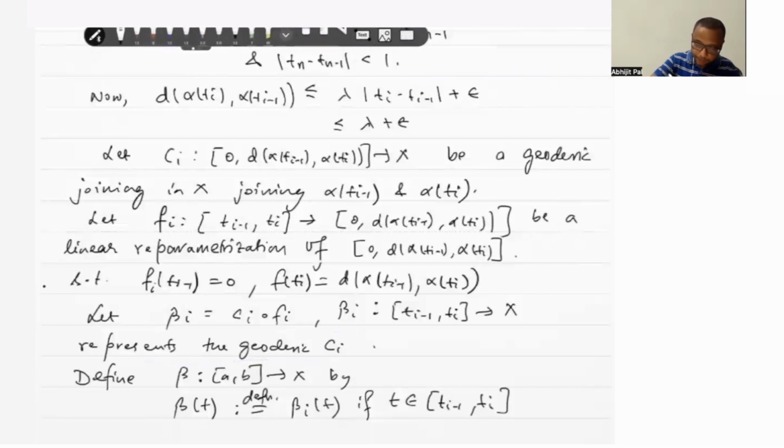So let us draw a picture. So we have taken this alpha to be a quasi-geodesic. So the image of this alpha may not be continuous. It is something like this. And now what is my new path beta? So what I have done here, I have taken a partition, something like this.